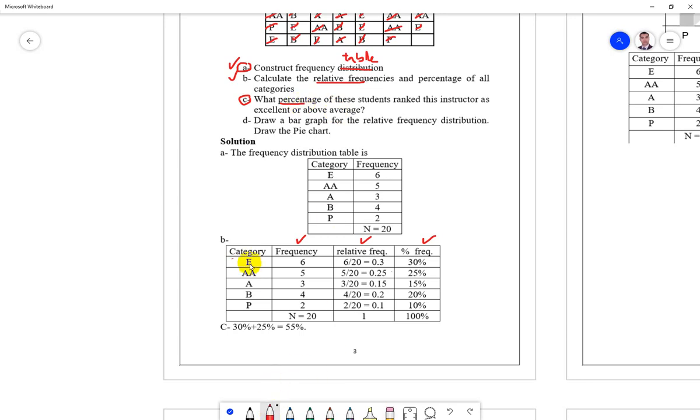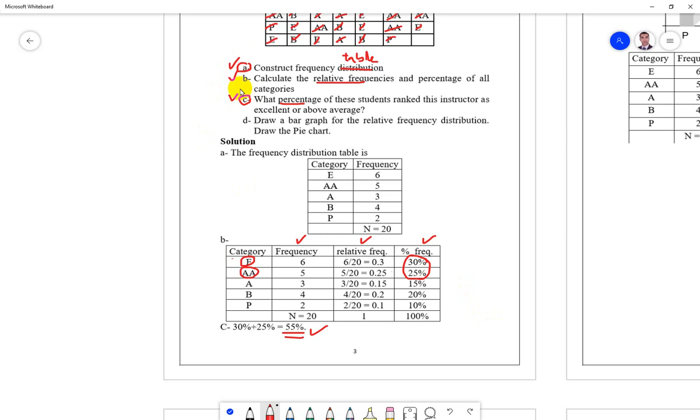يبقى to answer that question, E excellent or above average and the question using the percent, so the answer for the question is 30% plus 25%, that equals 55%, and that's the answer for question C. So in the same way, we can ask many questions in that direction, using how many, what percent, what is the probability, and so on. Okay, so now we answered question C, and we covered all the points related to question C.